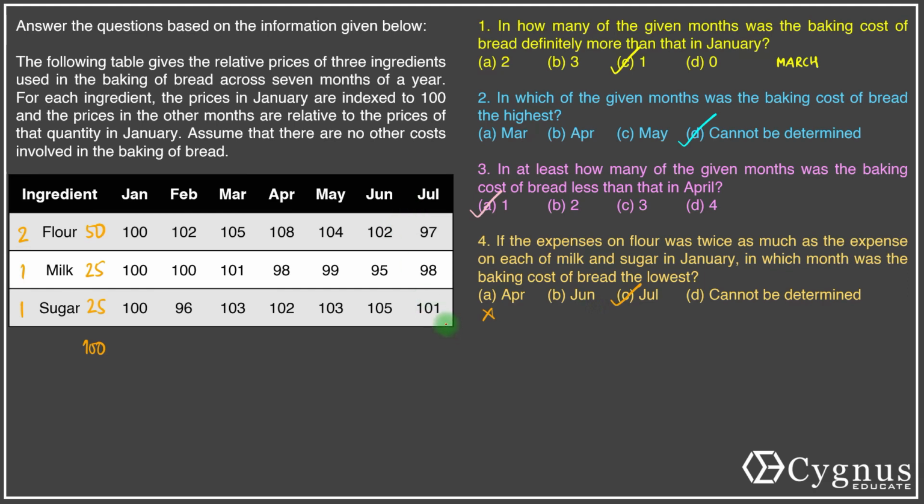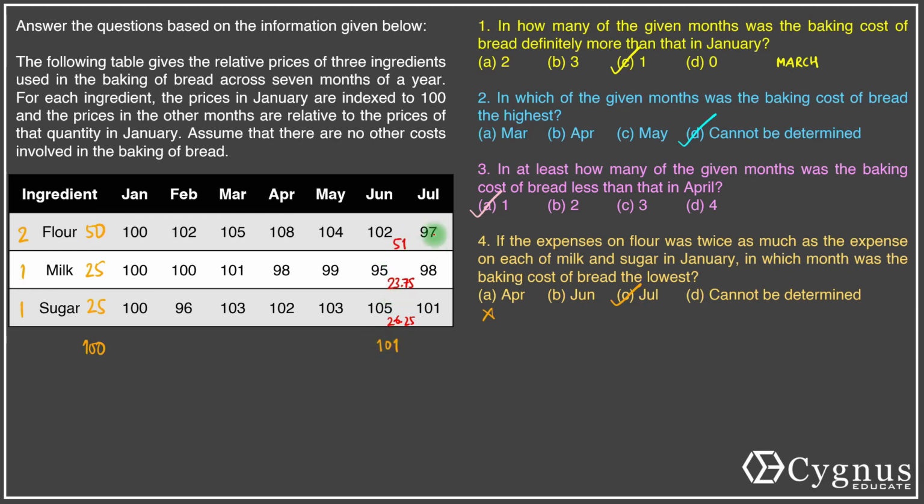So let's calculate the cost in June and July each. Now, the cost of flour in January was 50, which was assumed to be 100. That means we've multiplied by 2 all across the way. Whereas in milk and sugar, each we've multiplied by 4. So when I want to find the prices, I divide by 2 for flour and divide by 4 for milk and sugar each. So 102 would become 51 when divided by 2. 95 would become 23.75 when divided by 4. And 105 would become 26.25 when divided by 4. Adding it up, I'd get 26 and 24, 50 and 51, 101.